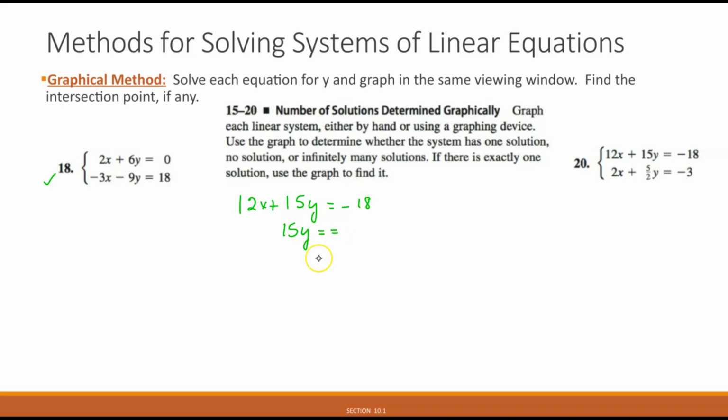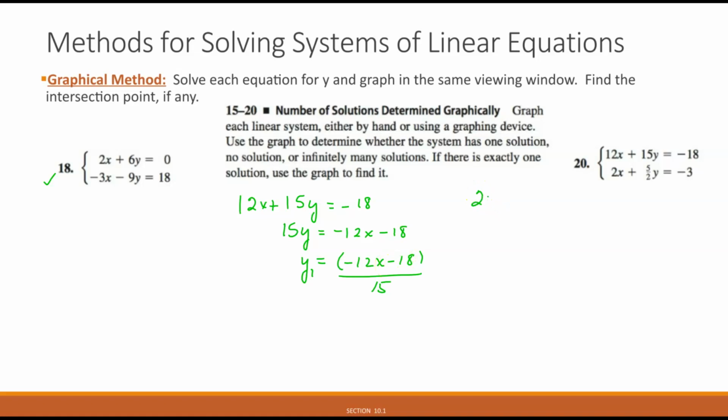So we have negative 12x minus 18. We're going to divide both sides by 15. And I'm not going to simplify my equation. I'm just going to go ahead and let the calculator do the work. I'm going to put this in y1 just as is. And let's see what that graph looks like.